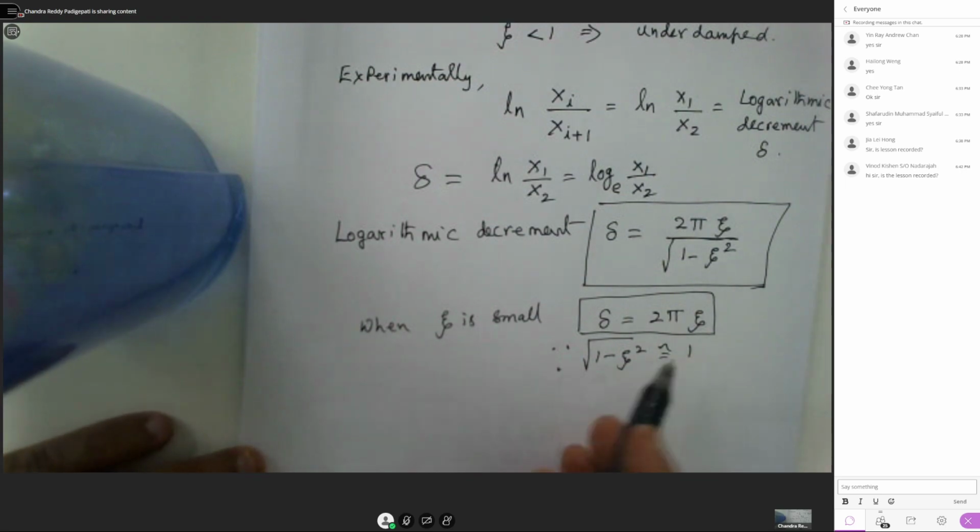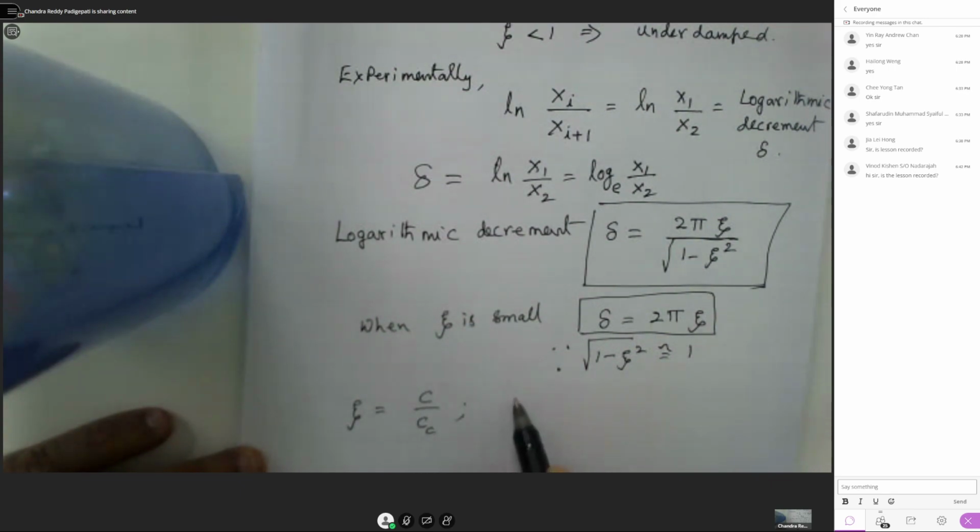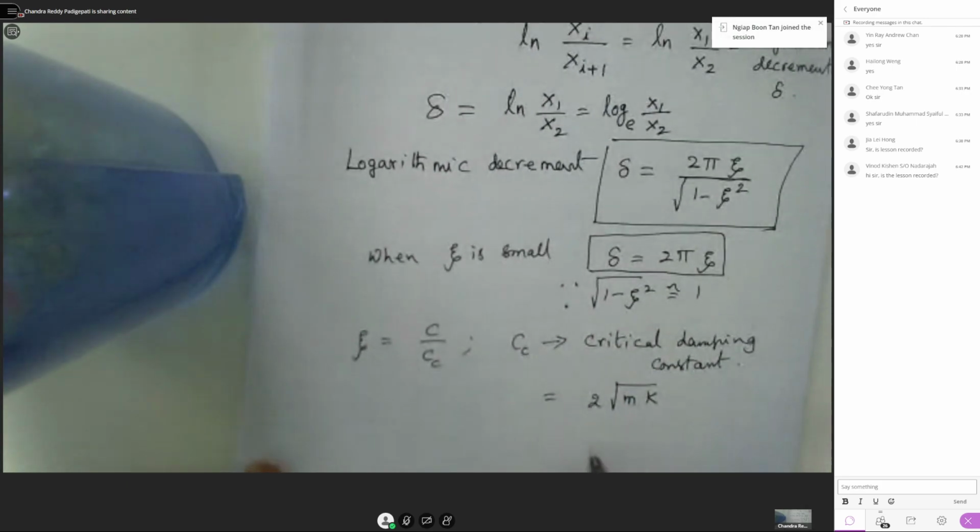All right, so all these things were done in the last session. So now we know eta is C over Cc, where Cc is the critical damping constant. So we can relate this to square root of m into k.